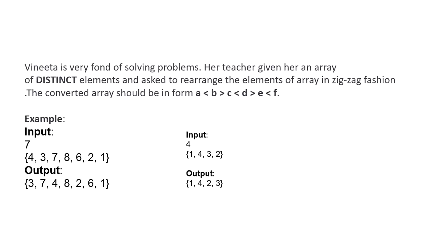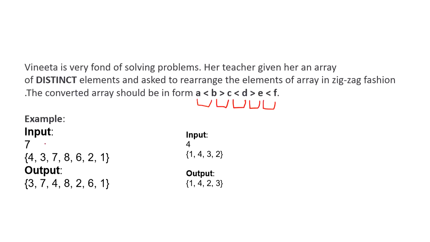The question says, Vinita is very fond of solving problems. Her teacher gave her an array of distinct elements and asked her to rearrange the elements of the array in zigzag fashion. The converted array should be in this form: A should be less than B, B should be greater than C, C should be less than D, then D should be greater than E, and then E should be less than F, and this is how the pattern should go, right?